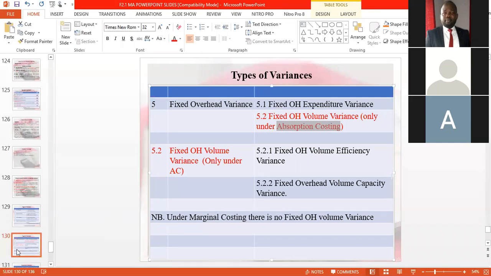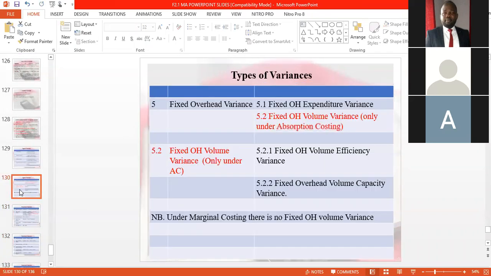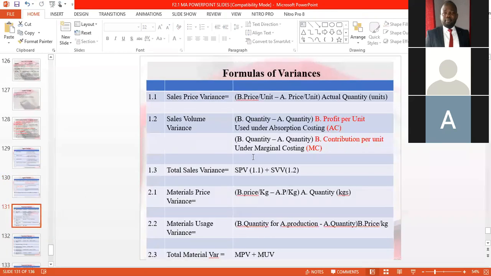We also looked at the many formulas that we learned last time. The first formula is sales price variance. How do we calculate sales price variance? Budgeted price per unit minus actual price per unit, times actual quantity in units.